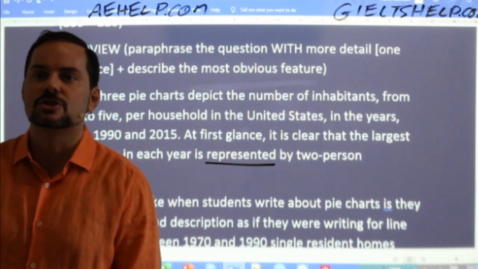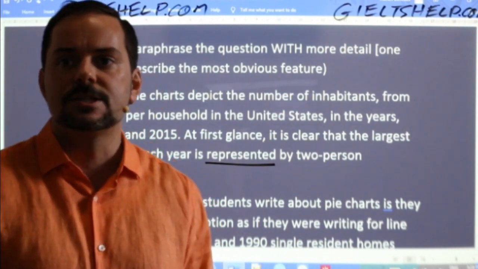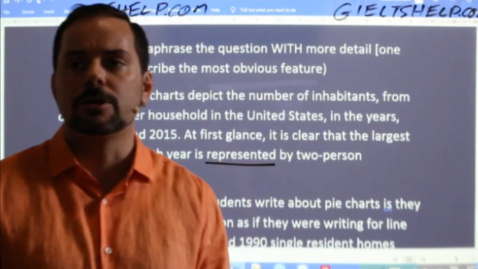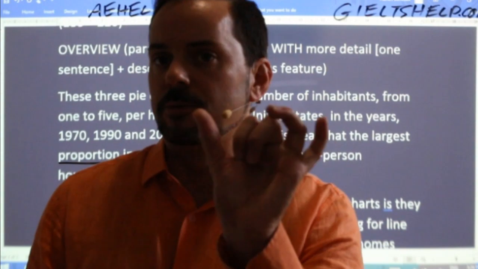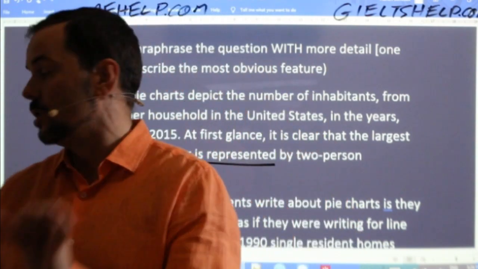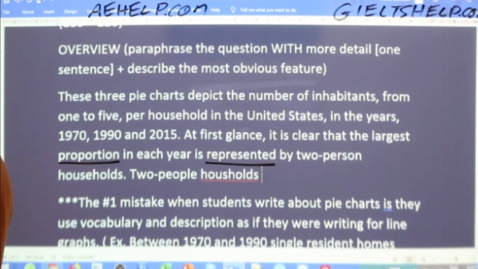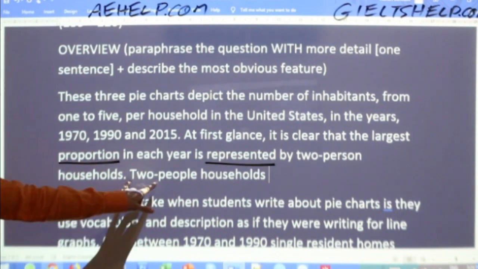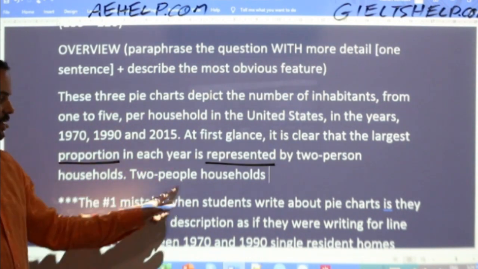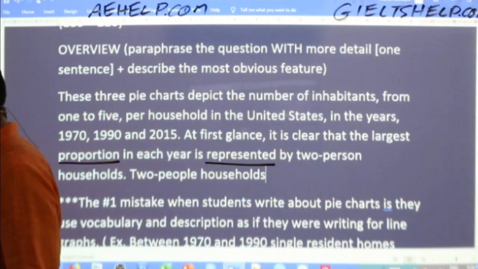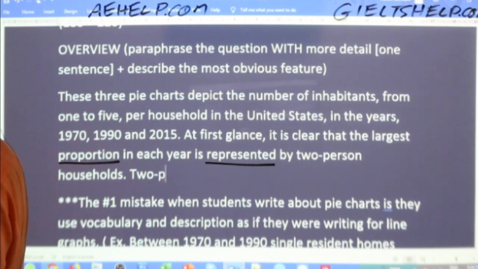Zainab says, at first glance, 2 people residences had a more significant percentage in all 3 years. Zainab, that's good. The 2 people, you want to hyphenate because 2 people can become one adjective here. So when you write 2 people in this case, you want to write it like this: 2-people households or residences. That's because 2 people becomes a single adjective for households. Okay, that's for everyone. Hopefully that's clear. All right, good. So that's my overview.